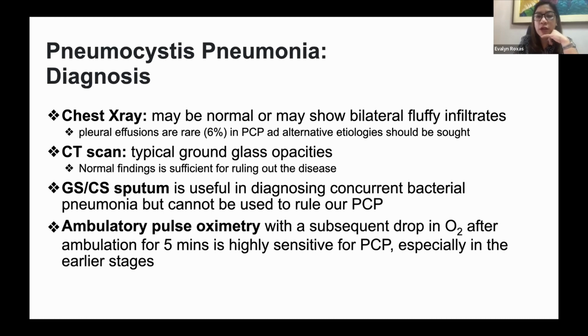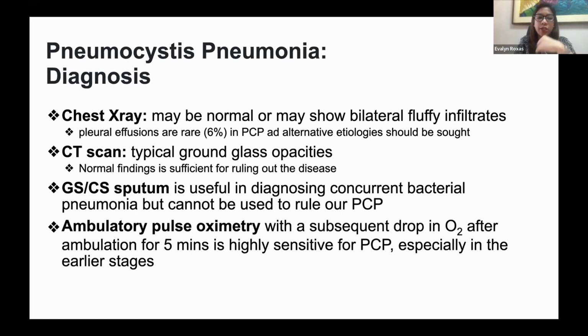How about the laboratory tests that we can request and that can help us as physicians in the diagnosis? We can request a chest x-ray, but take note that the chest x-ray of a Pneumocystis pneumonia patient can be normal, or in some cases, it can show bilateral fluffy infiltrates. This is very important, no? Even if the patient presents with a normal chest x-ray, if we are highly considering Pneumocystis pneumonia, we still have to rule out PCP.